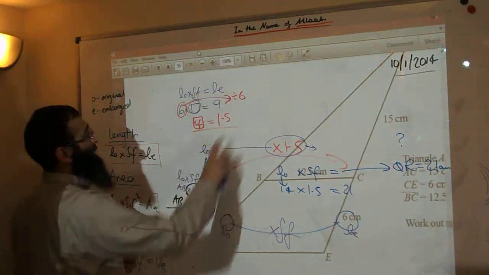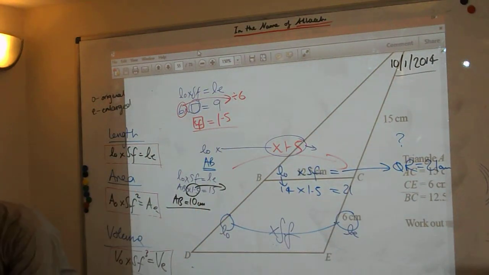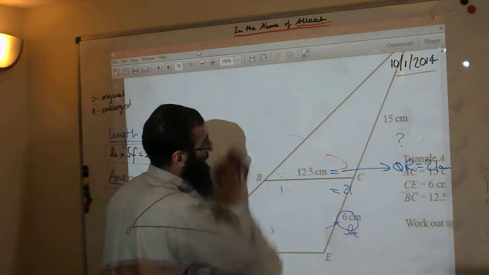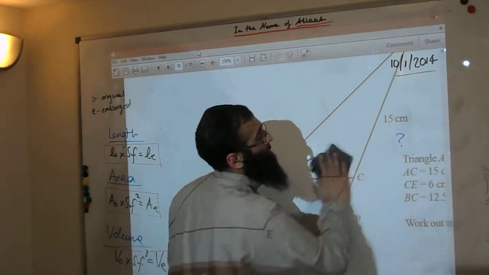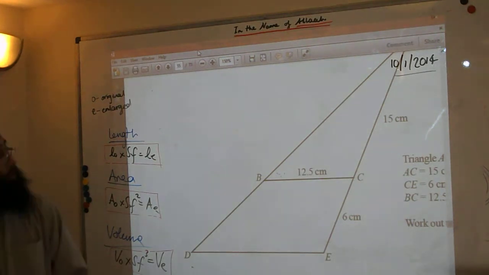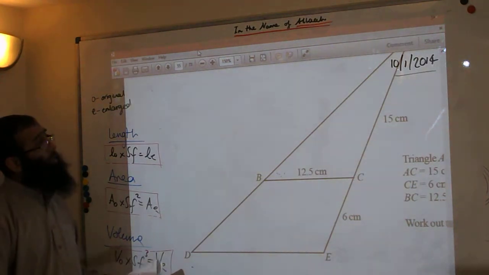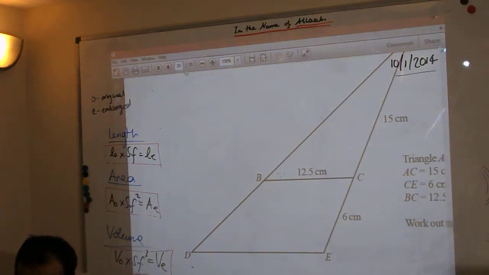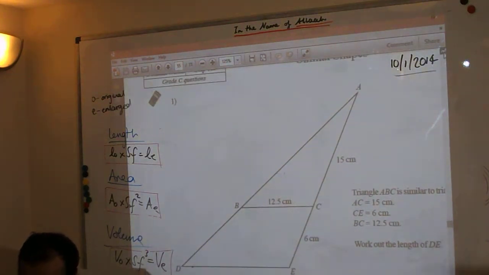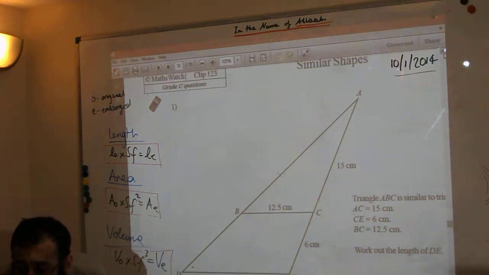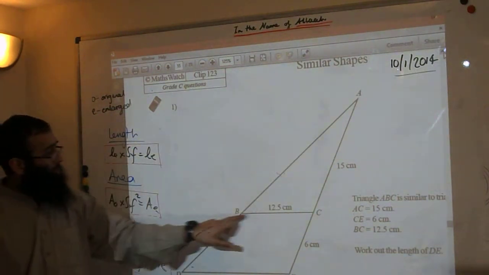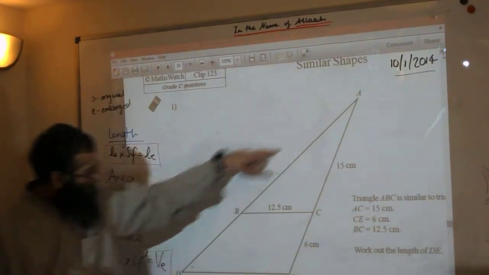Let's get rid of all this stuff here. Okay, here's the question. We have a shape, and it's just slightly too big. Make it a little bit smaller. So we have two triangles here. We have triangle ABC is similar to triangle ADE.